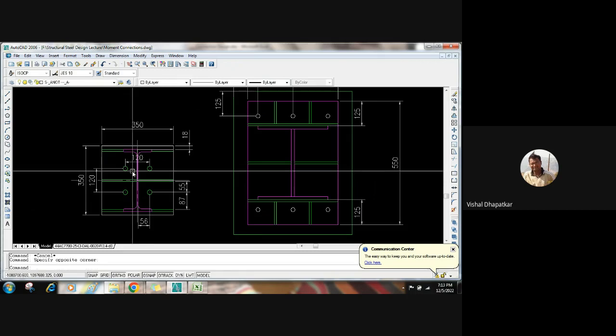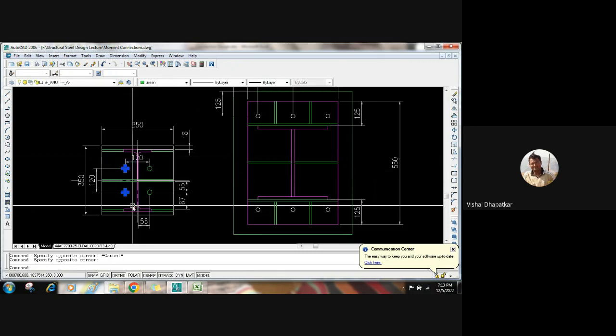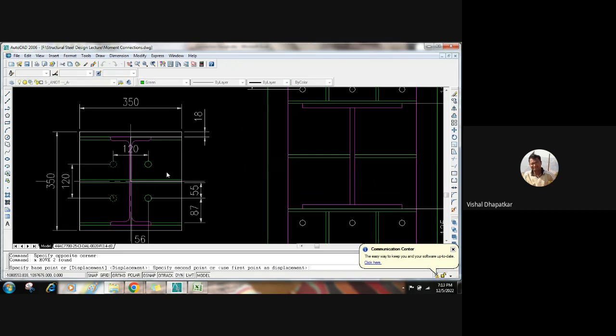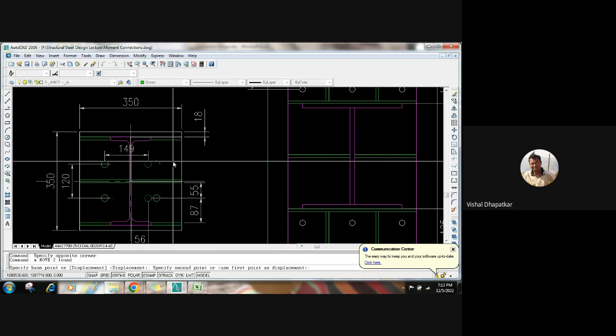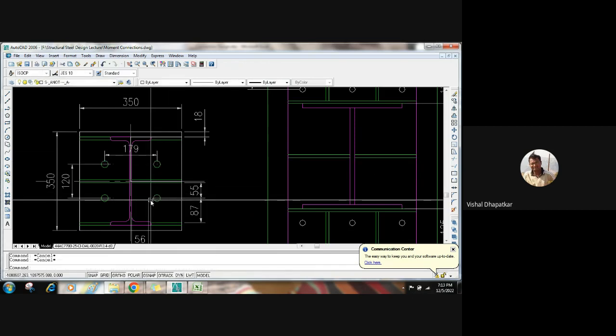Not really. Actually, since it is a pin connection, it is direct, so we can provide like this also. We can provide like this also. Anyone?